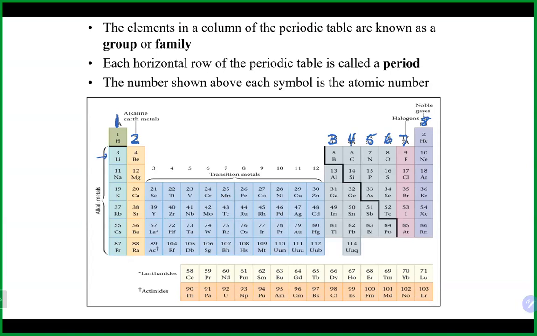Also going left to right on the periodic table are periods. There's 7 periods on the periodic table: 1, 2, 3, 4, 5, 6, and 7. And periods are heading in that direction on the periodic table. We already talked about it previously, but again, the number that we see above the symbol there on the periodic table is our atomic number. And again, that is the number of protons there are.